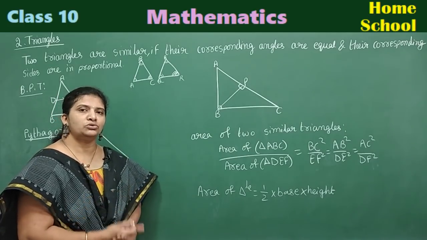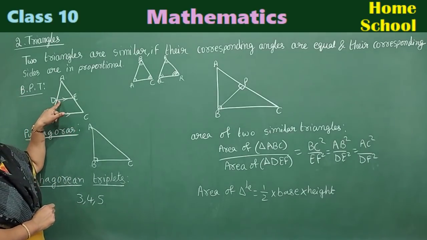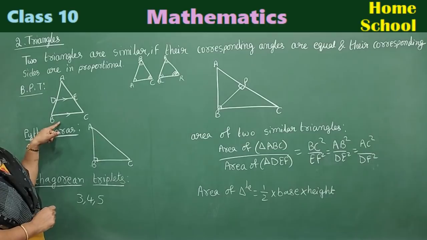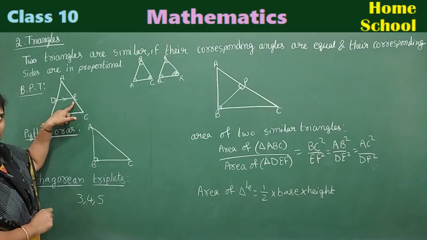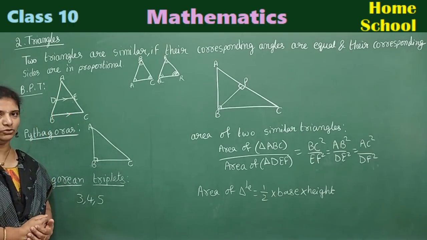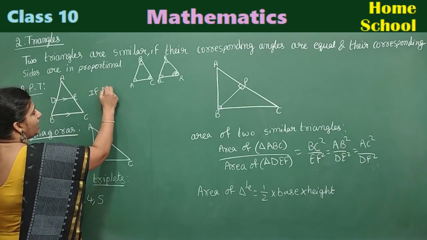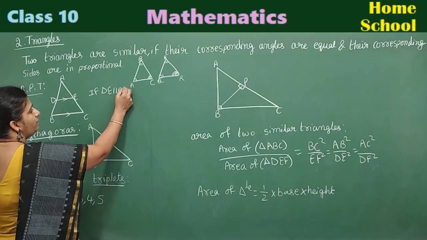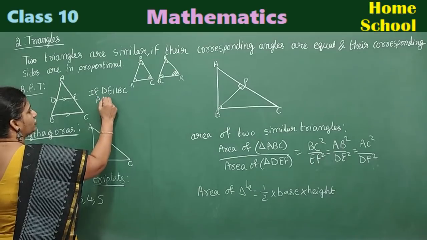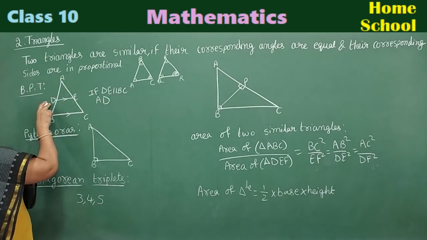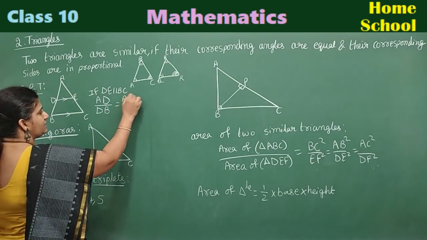Okay. Next, coming to the basic proportionality theorem. Observe this triangle. If a line is drawn parallel to any one side of a triangle, intersecting the other two sides at distinct points, it divides the other two sides in proportion. That means what we need to remember here: if they have given DE is parallel to BC, if these two lines are parallel, then the ratios are in proportion. Which ratio? AD by DB is equal to AE by EC.